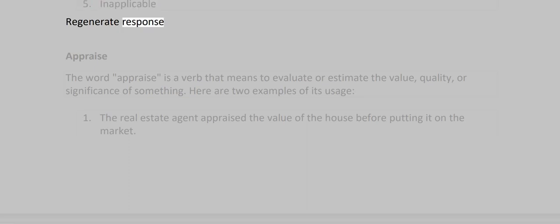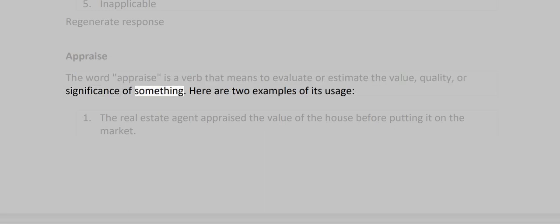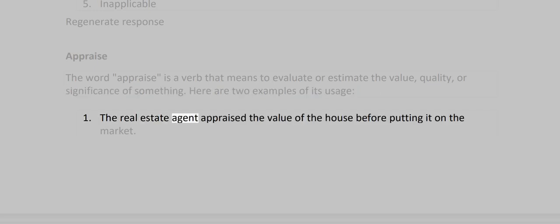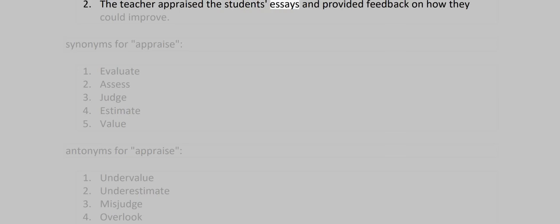Appraise. The word appraise is a verb that means to evaluate or estimate the value, quality, or significance of something. Here are two examples of its usage. 1. The real estate agent appraised the value of the house before putting it on the market. 2. The teacher appraised the students' essays and provided feedback on how they could improve.